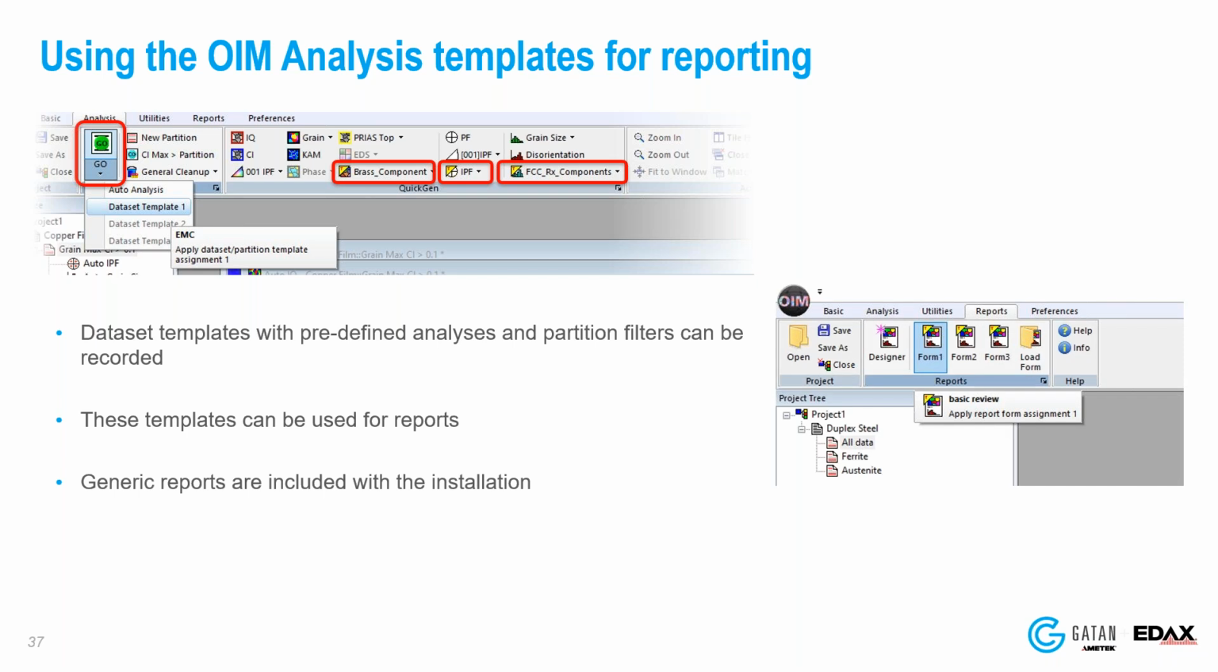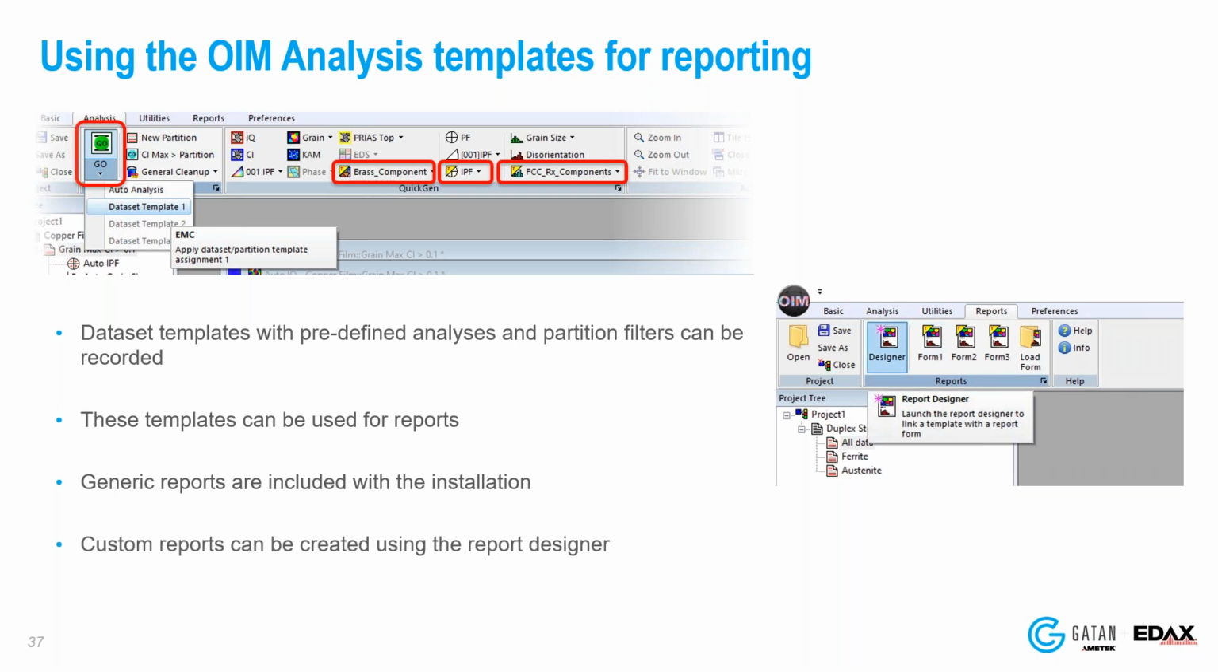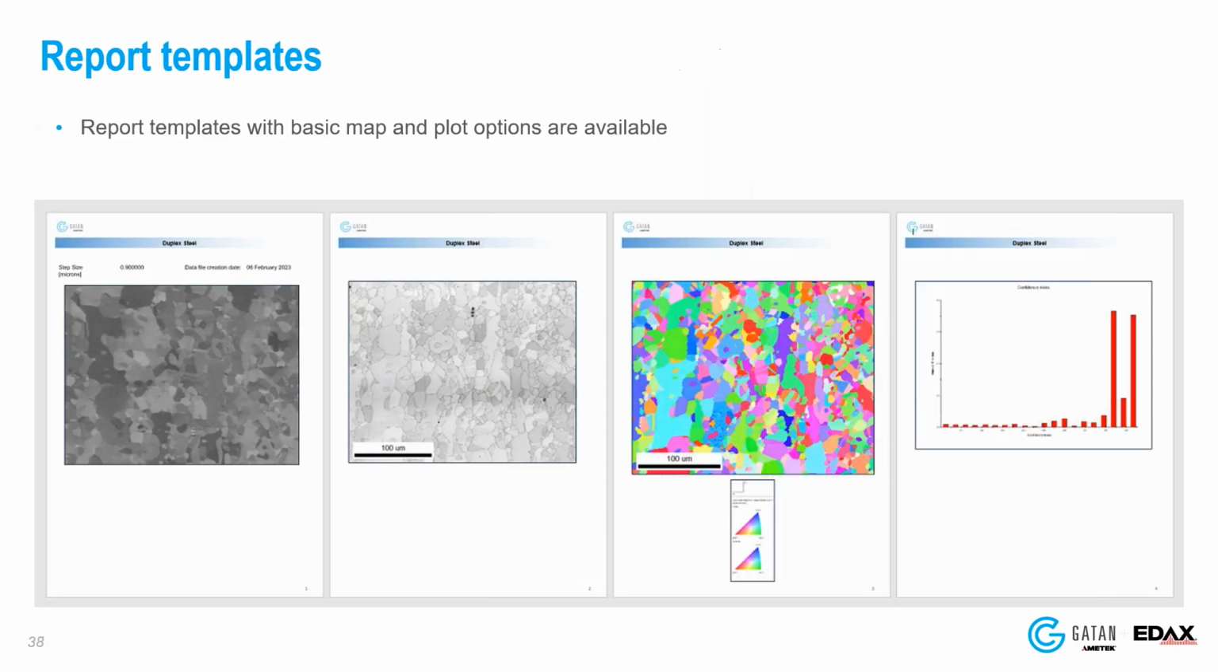And when you install the software, there are some generic reports included with the installation, like a basic review, just an IPF and an IQ map, or maybe a grain size chart. Those are included by default, but of course you can create your own. So anything you like, any definition you've made, you can generate. And then we can create reports that automatically export all your images with legends if required, the charts, etc. So this is the default one, but we can do much more.